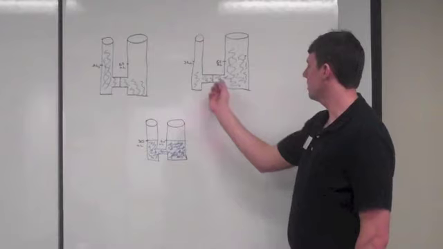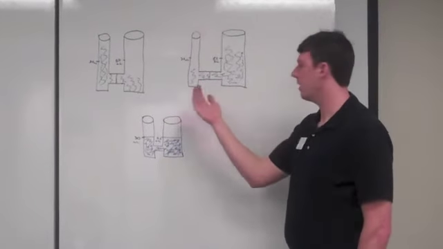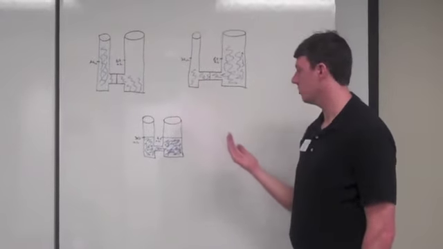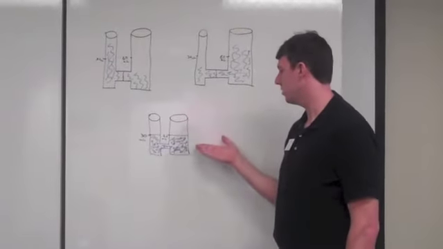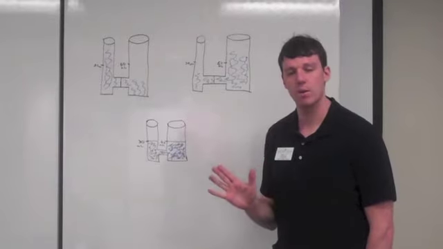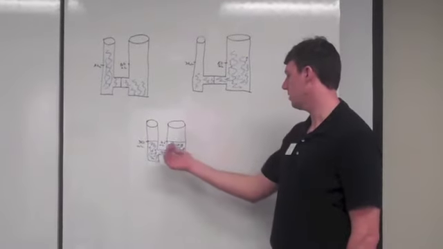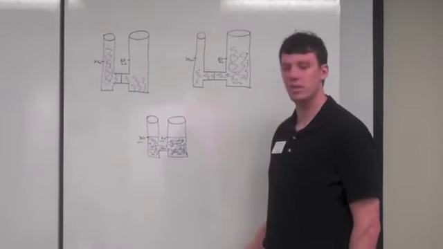But if we were to turn this stopper the other way and allow water to flow between the two cylinders, what we would see is water would reach the same level in both cylinders. Now it doesn't mean that there's the same amount of water in both cylinders. As you can see, there's 60 mils in this one and 30 mils in the skinnier one.